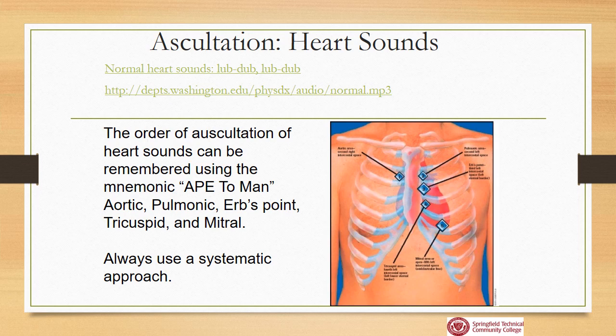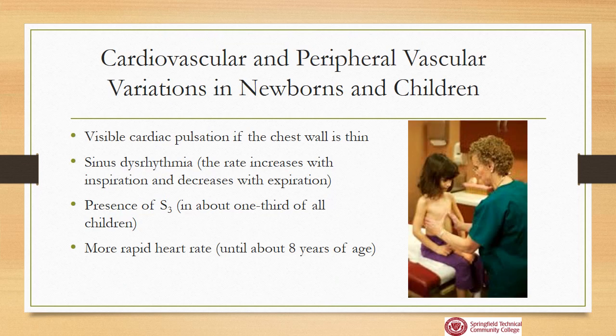They're much softer sounds. There are some cardiovascular and peripheral vascular variations in newborns and children. First of which is you may be able to see the pulsation of the heart through the chest wall if it's thin. They may have sinus dysrhythmia, which means the rate is slightly irregular. It increases with inspiration and decreases with expiration.